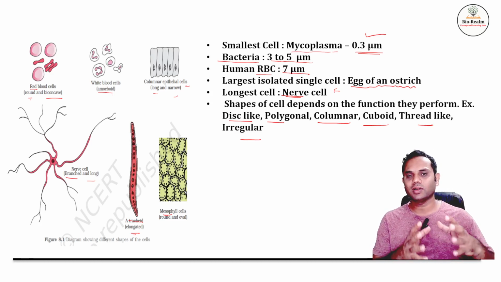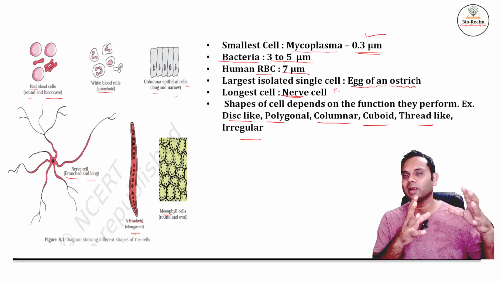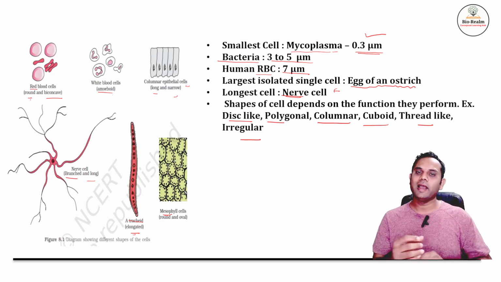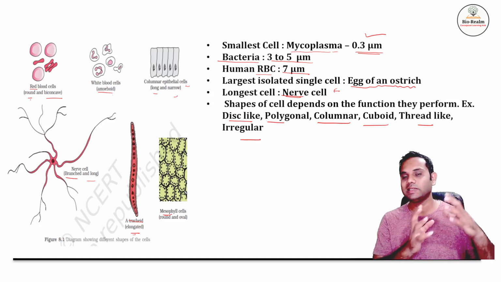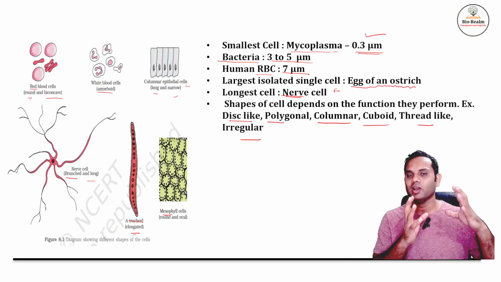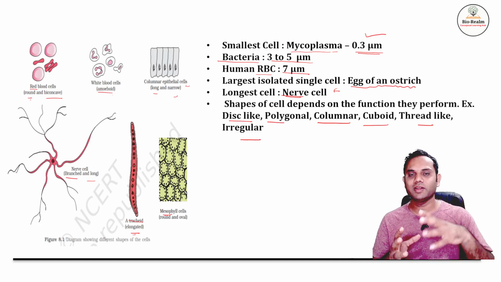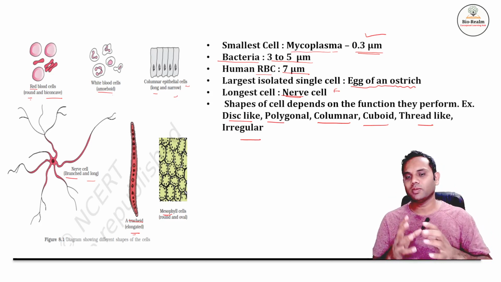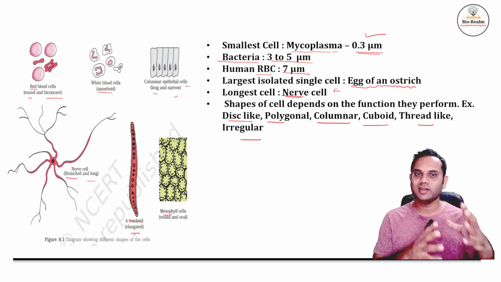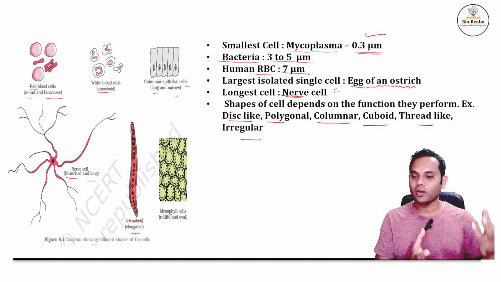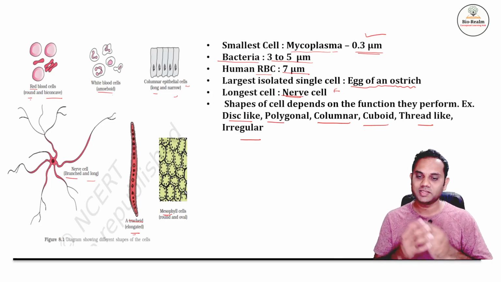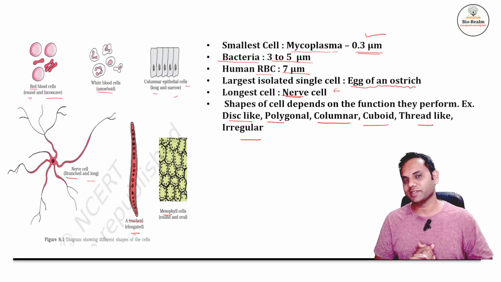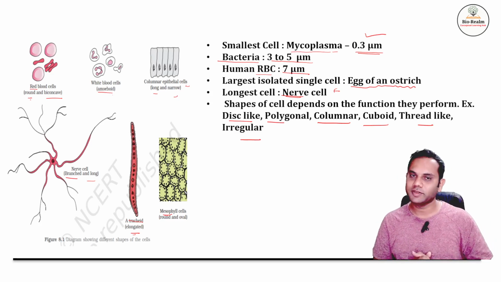And after that we talked that it is very important, it is present in the cytoplasm, chloroplast, mitochondria, as well as in rough endoplasmic reticulum, because it is very important in protein synthesis, and these are the places where protein synthesis takes place. Okay. And after that we talked about some dimensions like smallest cell, mycoplasma, longest cell, nerve cell, largest isolated single cell, egg of the ostrich, and we talked about different shapes of the cells, which vary according to the functions they perform.